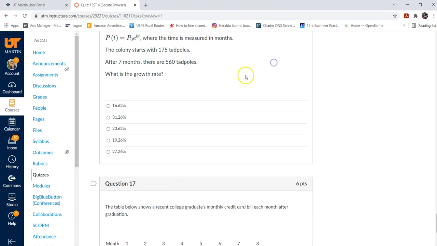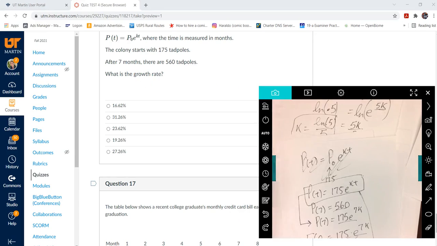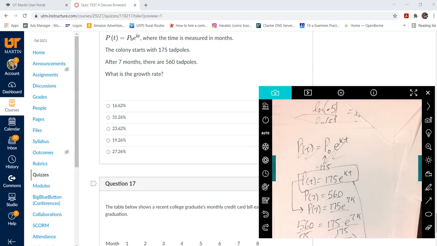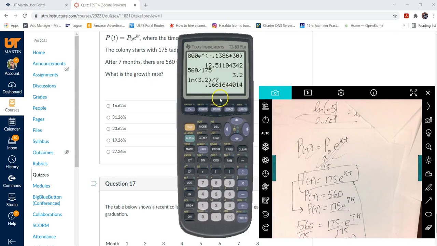Now, oh, it's just asking me for the growth rate. Okay, so the growth rate is going to be k times 100. So I take this and multiply it by 100. Okay, and that'll be 16.62%.